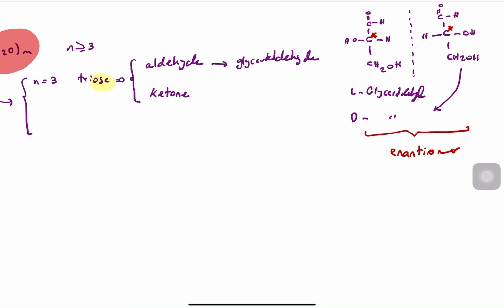But in the ketone, the first molecule is dihydroxyacetone, which is not chiral. I can draw it here. No chiral center, it is achiral.